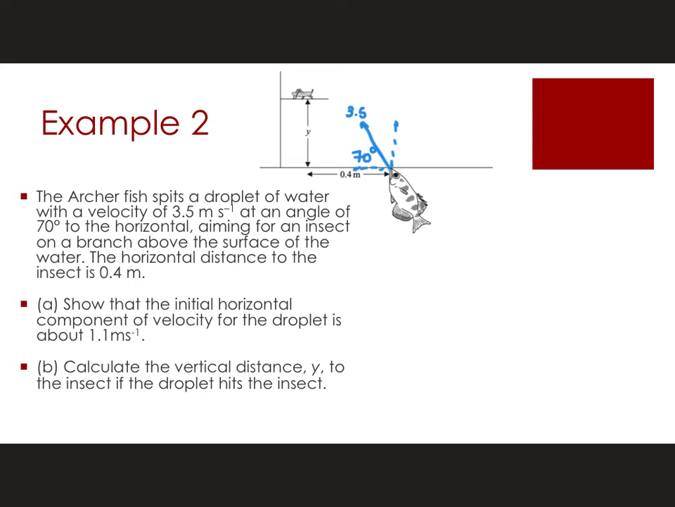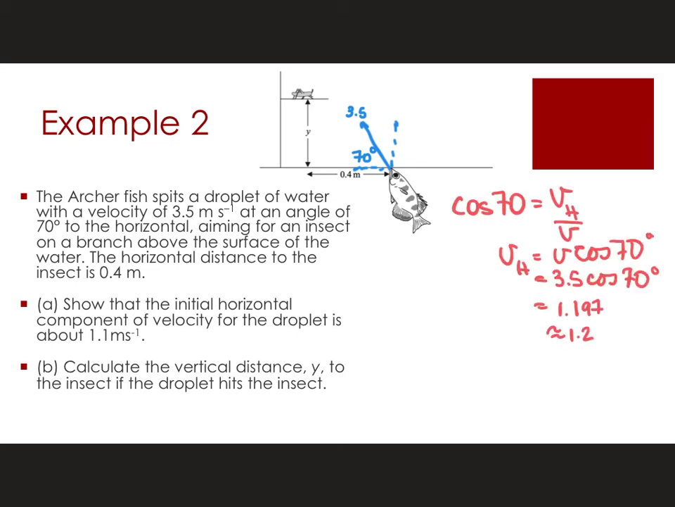Okay, show that the initial horizontal component of the velocity for the droplet is about 1.1. So if I want my horizontal component, that's going to be this one right here. The name of this side compared to our angle is adjacent. So we have adjacent and hypotenuse. That means I'm going to have to use cos. So I know that cos is adjacent over hypotenuse.